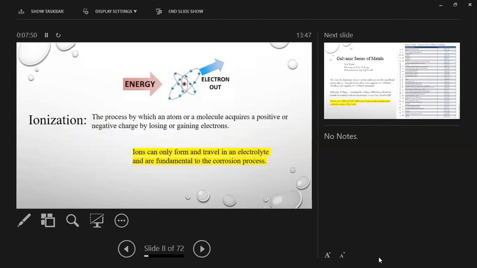Next concept is ionization. It's a process by which atoms or molecules acquire positive or negative charge by losing or gaining electrons. Ions can, and this is key, ions can only form and travel in electrolytes. Okay, that's fundamental to corrosion.